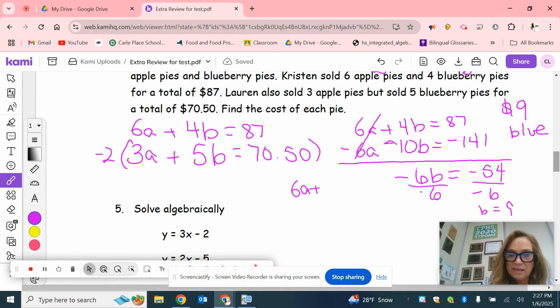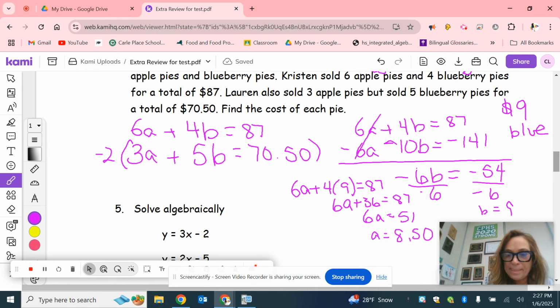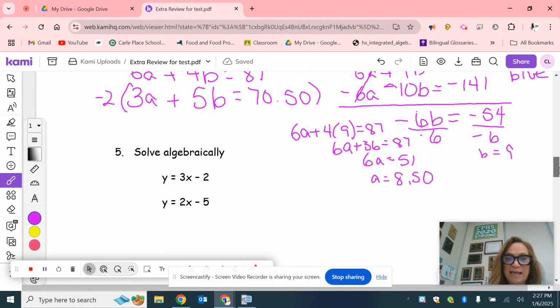6a plus 4 times 9 equaling 87. So I have 6a plus 36 equaling 87. Subtract 36 from both sides. 6a equals 51. 51 divided by 6, $8.50. Not bad, right? So you want to read the story, write the equations, read the story again, make sure you wrote them right, and then I generally look for additive inverses to add the two equations together.